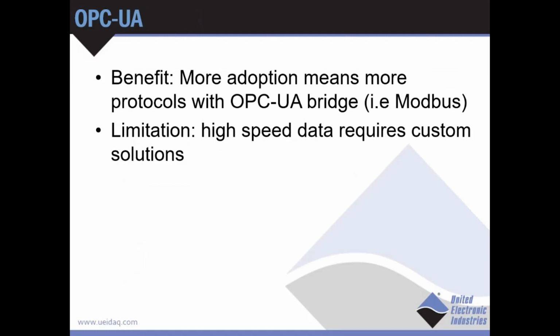The high-speed data requires custom solutions. So we can't sample at a high rate, say 50 kilohertz worth of data. We need some way for the client to maybe tell the server to start acquiring high-speed data, and then the server will have to process that, and it'll have to send it over to the client over a longer period of time.